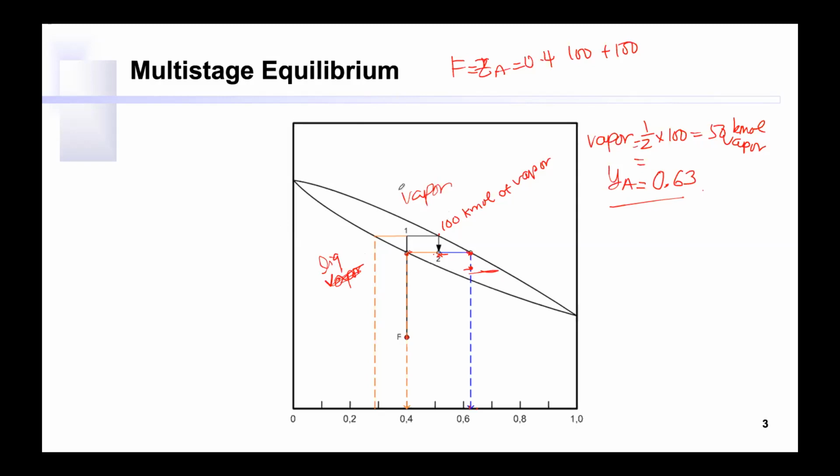So we can say, for example, the feed is liquid. We can heat it up to two phases with the ratio of liquid to vapor being 1:1, and then we can get 100 kilomole of vapor from 200 kilomole. Then we can do that again and cool down the vapor a little bit. Of course, to cool down, the heat must be taken away from the vapor.